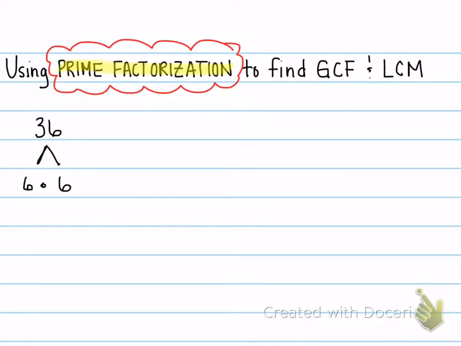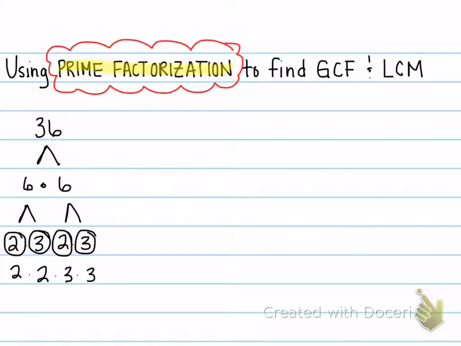Neither of those are prime. 6 is 2 times 3. Both of those are prime. And the other 6 is 2 times 3. And both of those are prime. So the prime factorization of 36 is 2 times 2 times 3 times 3, remembering you need to write them in order from smallest to greatest.